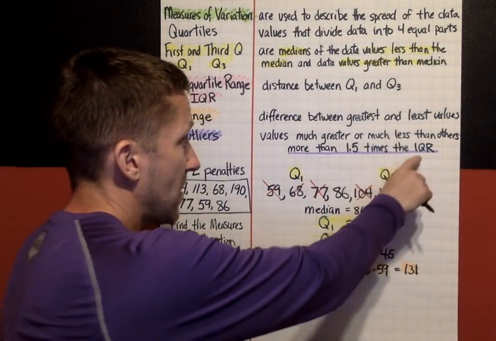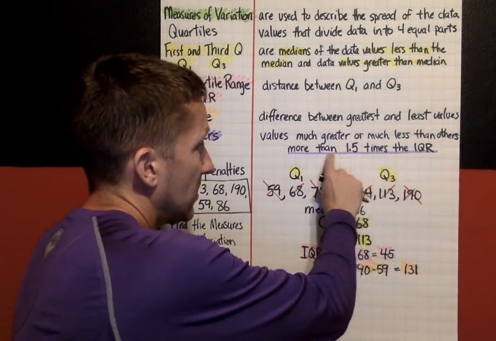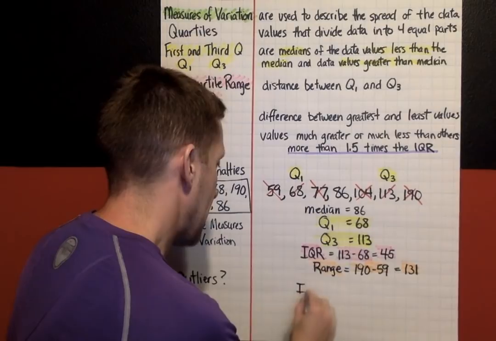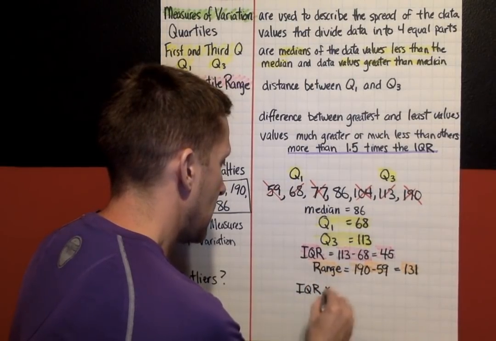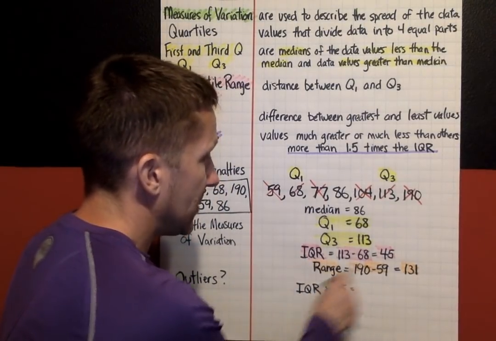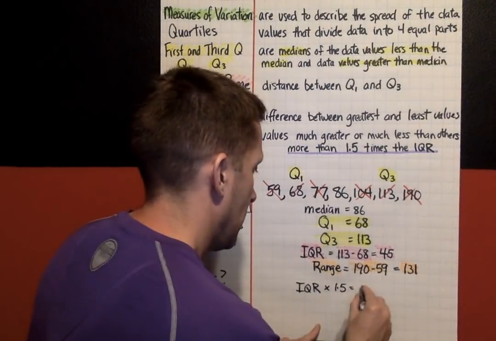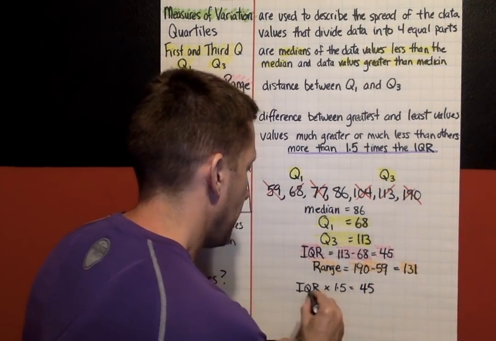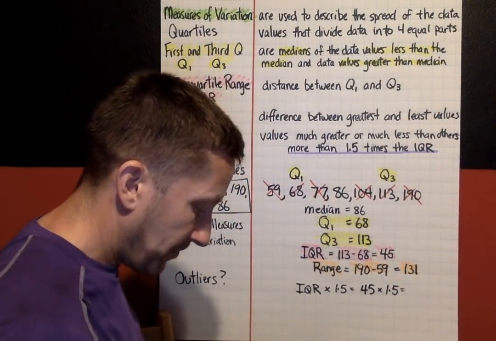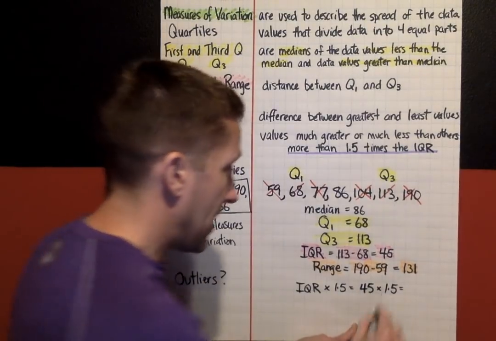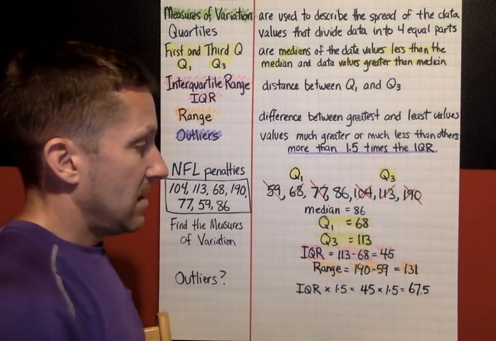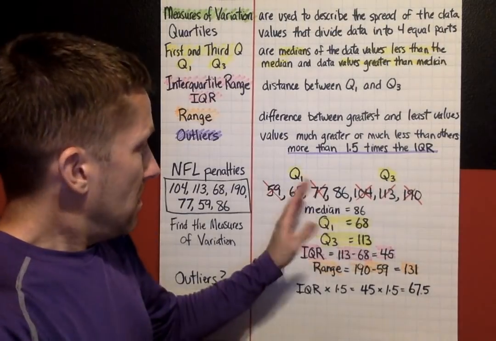So I'm going to take my interquartile range and I'm going to multiply it by 1.5. So I already know my interquartile range, so I'm going to calculate that. IQR times 1.5. Now my interquartile range is 45. So I'm going to put in 45 for the IQR times 1.5. Put that in your calculator. 45 times 1.5 is going to give you 67.5.